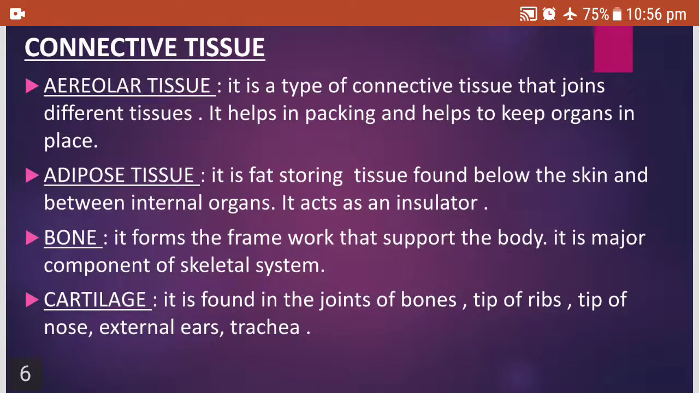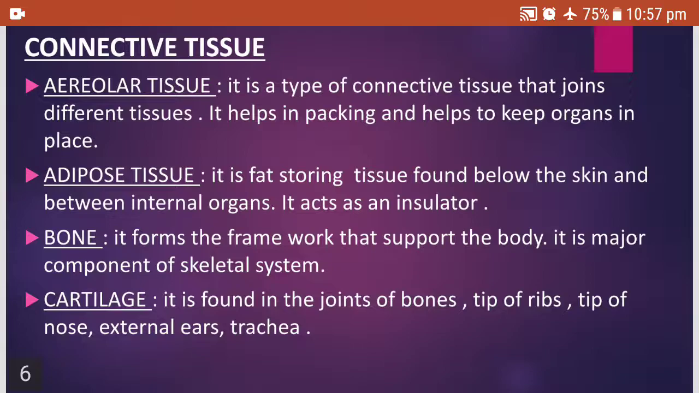Connective tissue is the second type of animal tissue. The first type of connective tissue is the areolar tissue. It is a type of connective tissue that joins different tissues. It helps in packing and helps to keep the organs in place. That is packing tissue. Adipose tissue is a fat storing tissue found below the skin and between the internal organs. It acts as an insulator.